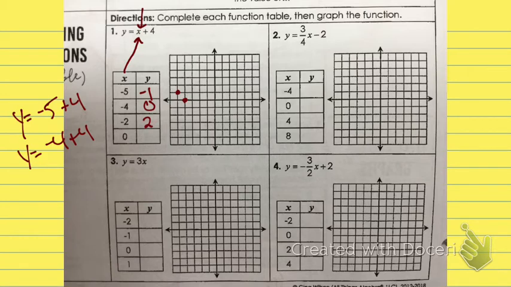So when x is, I did something wrong. What did I do wrong? -4 plus 4 is 0. Oh, I got my second point wrong. Why don't you guys tell me that?